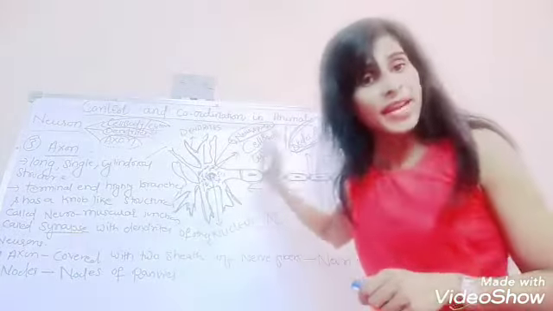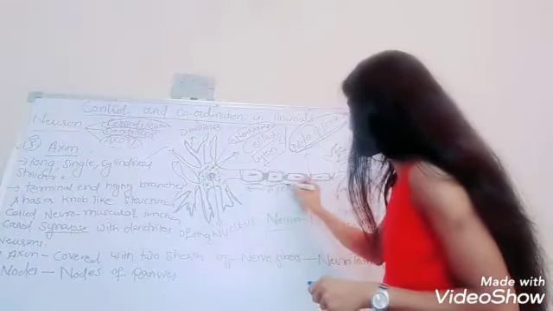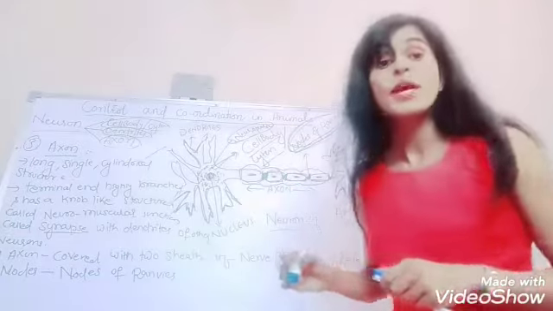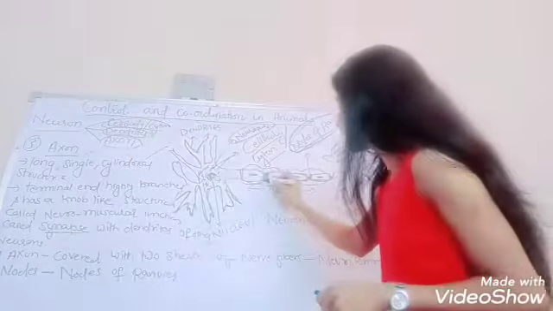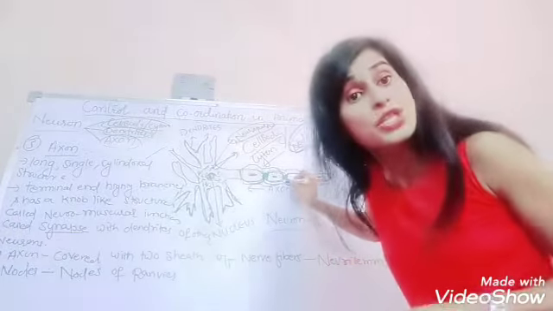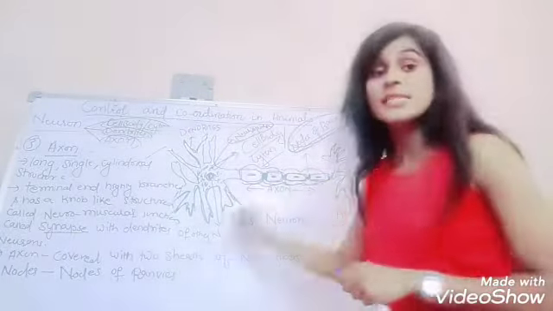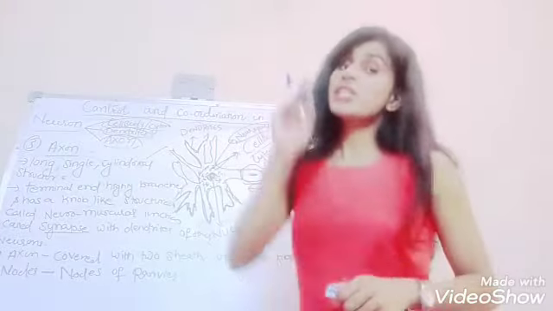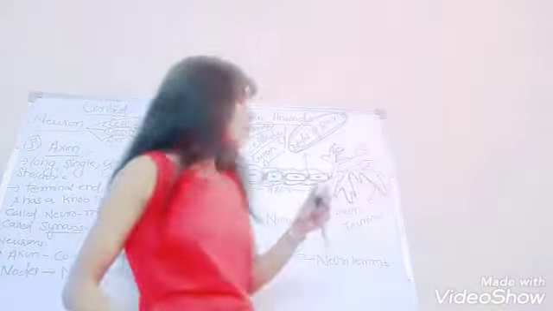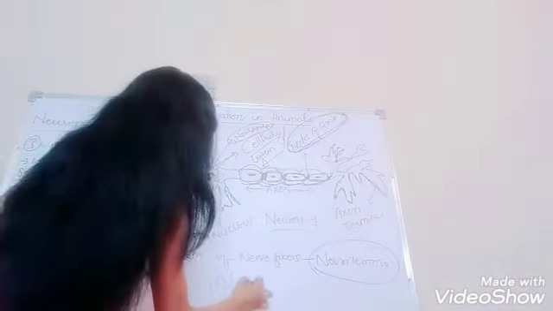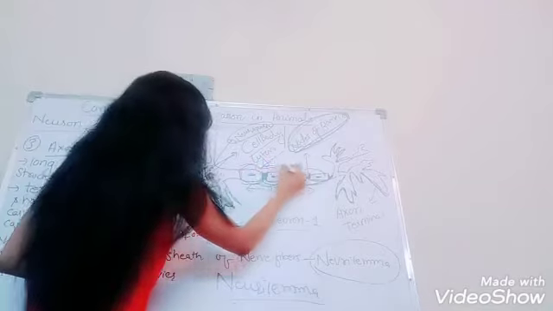Here also Nissl granules are present, and these axons are surrounded or insulated by two sheets of nerve fibers. Each sheath which insulates the axon is called the neurilemma. What is it called? Neurilemma. Yes, the sheath which covers the axon is called your neurilemma.